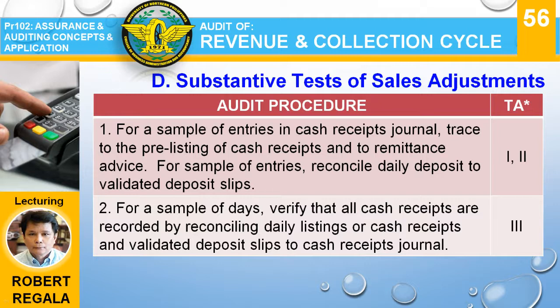To test for lapping, an auditor identifies a period of several consecutive days and traces the names and amounts from the pre-listing of cash receipts to the validated deposit slips to the cash receipts journal and to the postings in the accounts receivable subsidiary ledger. All dates, names, and amounts should be consistent. If the details are consistent, lapping did not occur during the time period examined.